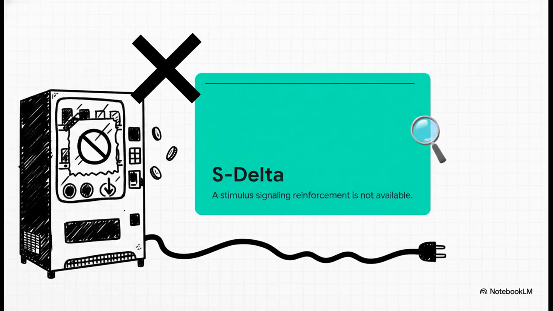But we aren't always quite that lucky. Let's meet the S delta. An S delta is a stimulus signaling the exact opposite. It's telling you reinforcement is not available. Picture that exact same vending machine, but the lights are completely dark and there's a giant taped up out of order sign on the glass. The machine is unplugged. If you put your money in now, you get absolutely nothing. That unplugged machine is an S delta. It's letting you know your behavior is basically going to be a dead end right now.